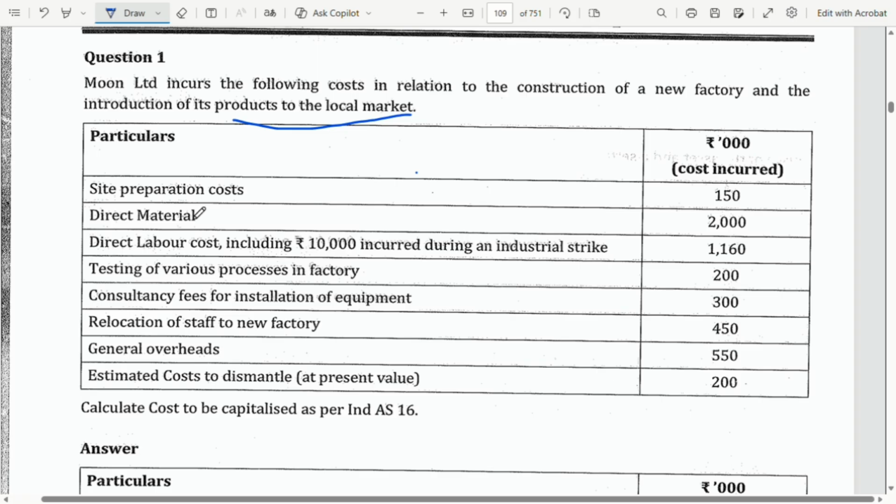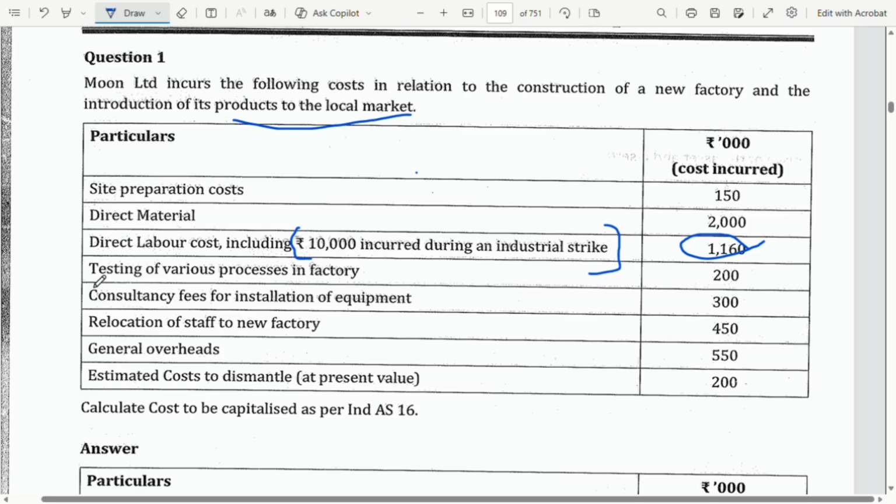Site preparation cost, then direct material, direct labor cost including 10,000 incurred during industrial strike. So see here, 10,000 has been incurred for an industrial strike. This is not a directly attributable cost, so we are not going to include this cost. So this is the total cost including this strike cost also. So we are going to reduce 10,000 from this cost.